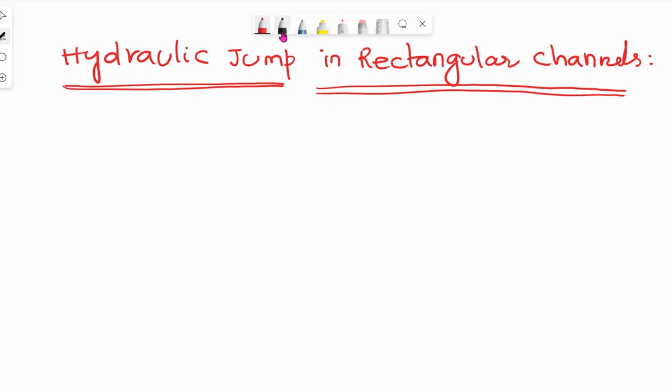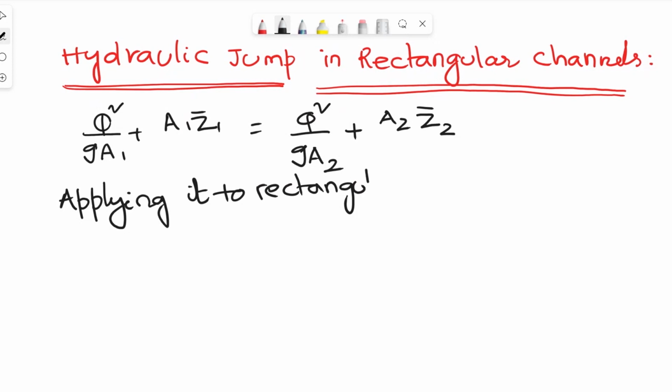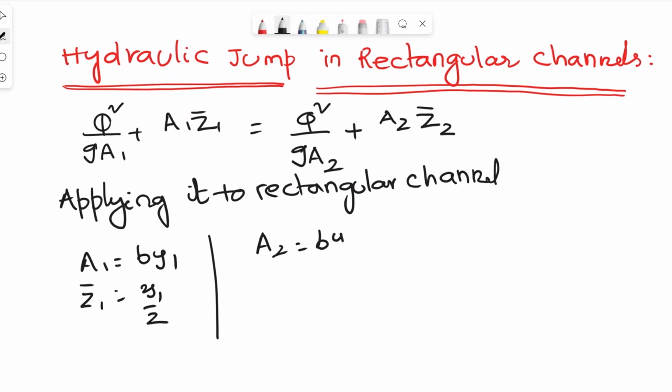So now you know the general equation for hydraulic jump in any channel is Q square by gA1 plus A1 Z1 bar is equal to Q square by gA2 plus A2 Z2 bar. This is the general equation. Applying it to a rectangular channel, take A1 is equal to B Y1, right? Z1 bar is nothing but Y1 by 2. Similarly, A2 is equal to B Y2 and Z2 bar is nothing but Y2 by 2.